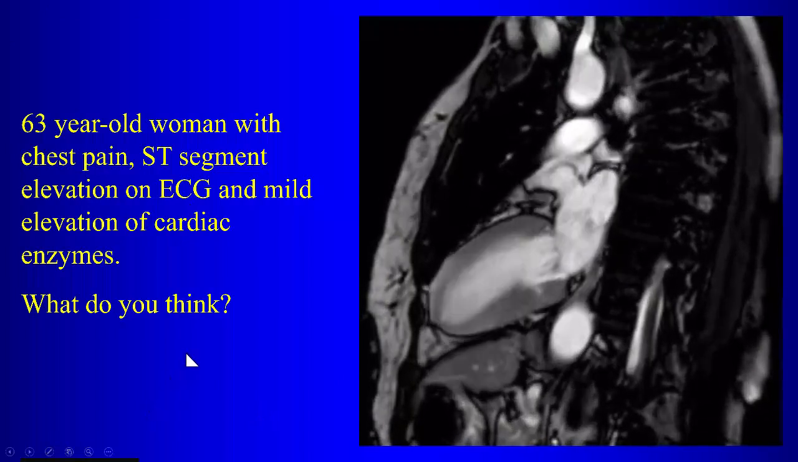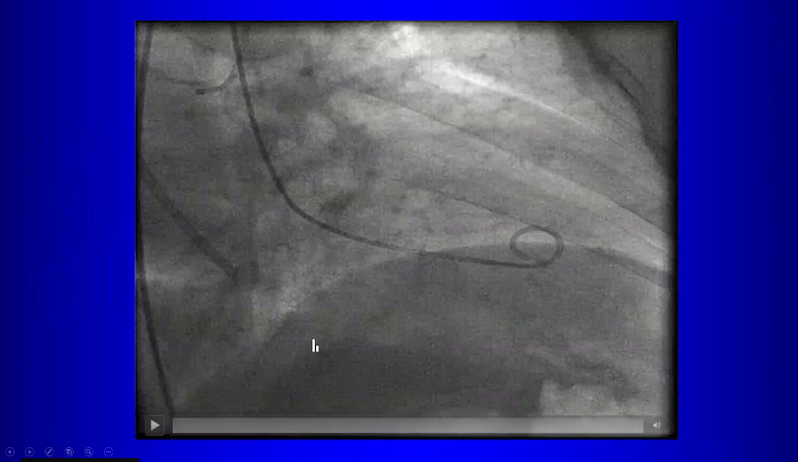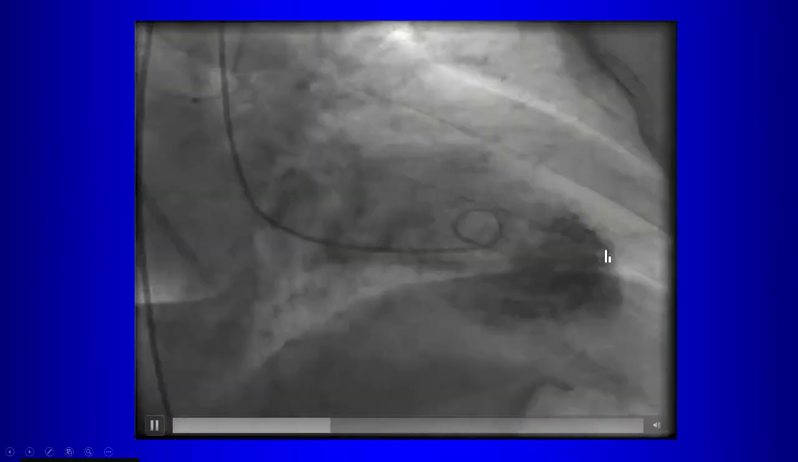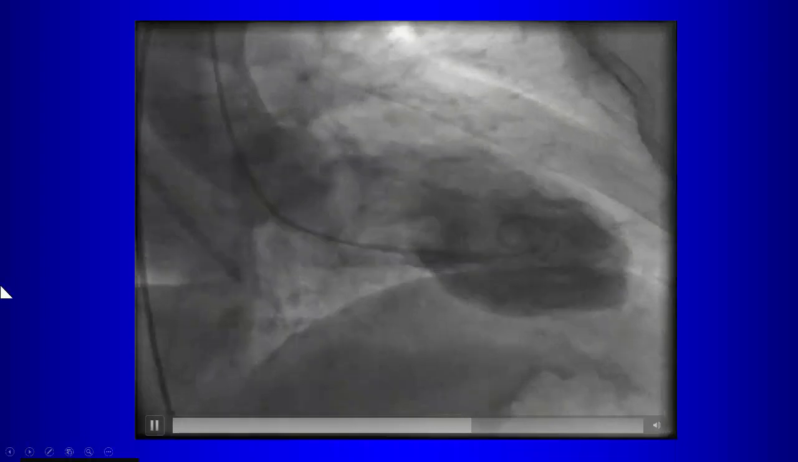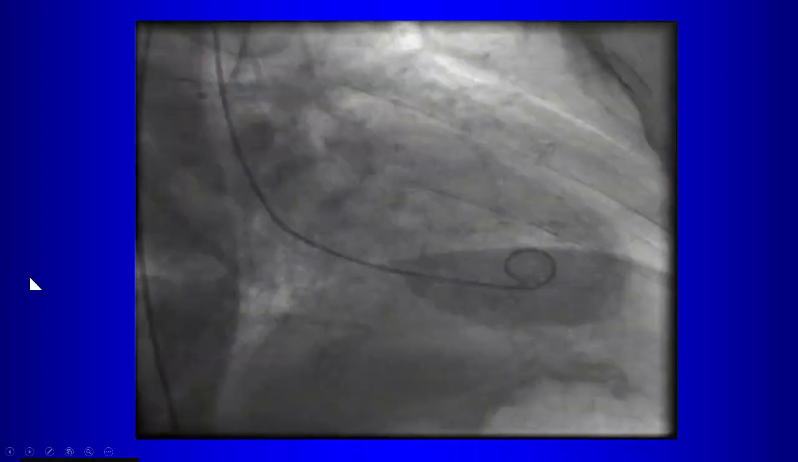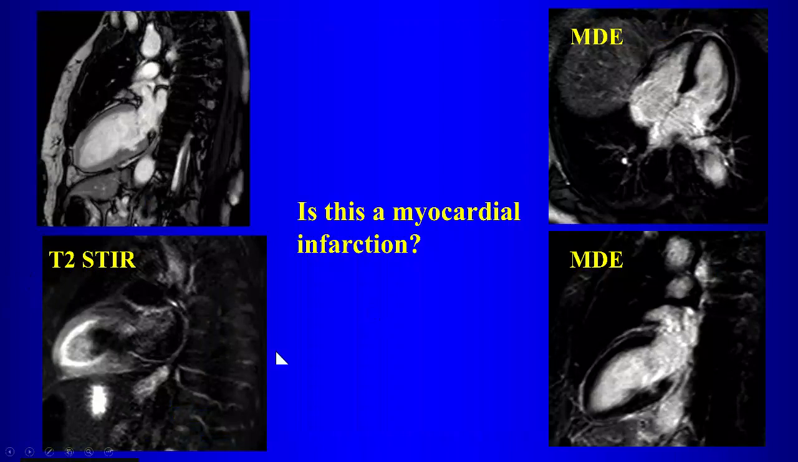So let's investigate a little further. Of course, we confirmed here that dyskinesia at the apex, right? So it's confirmed there on this cath. So here we have T2 weighted images and delayed enhancement. Is this a myocardial infarct? No. Why not? There's no delayed enhancement, right? First, there's no delayed enhancement. And what's funny looking about the edema on the T2 weighted image?